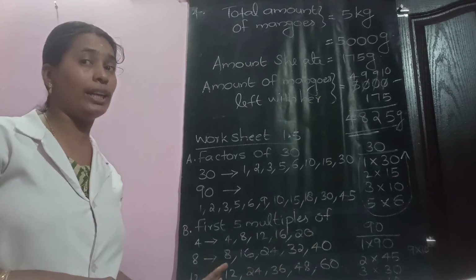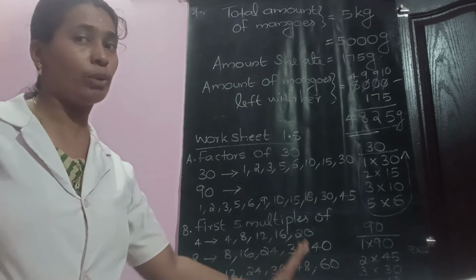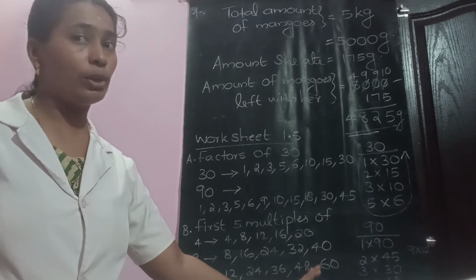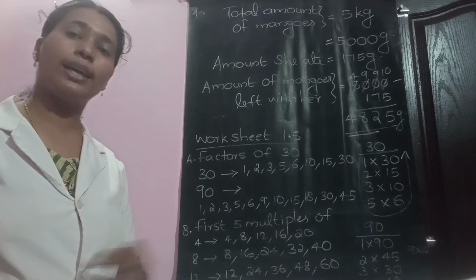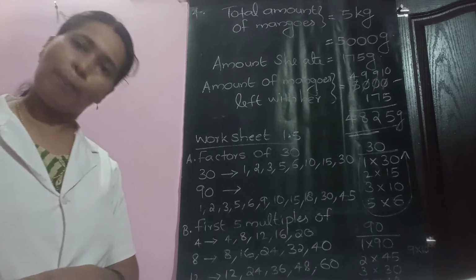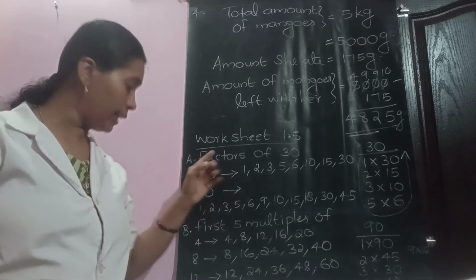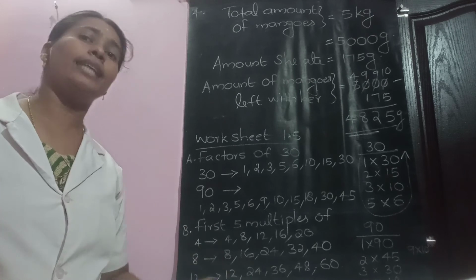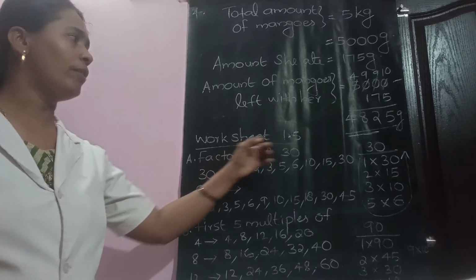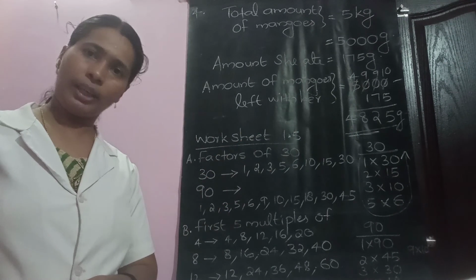12 1 is 12. 12 2s are 24. 12 3s are 36. 12 4s are 48. 12 5s are 60. Okay, complete. All of you, after this, you can start with the remaining questions from worksheet 1.5. Okay, thank you.